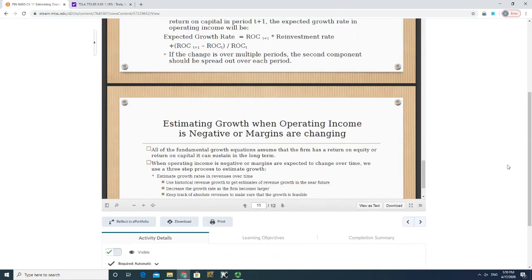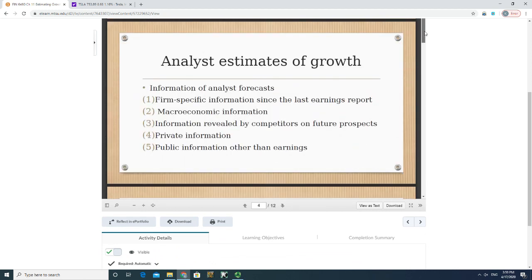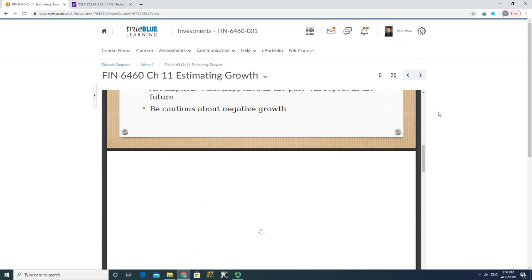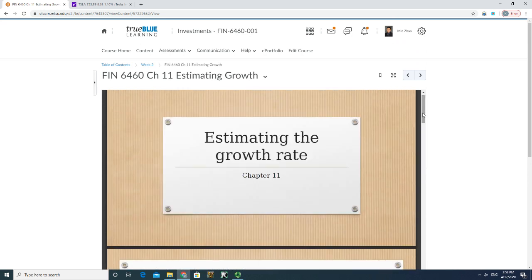Alright, so that's a pretty easy chapter for you to go through. Once again, I want you to go through illustrations based on this fundamental approach. And although it's an easy chapter, it doesn't mean it's an easy issue for you to deal with in the future. Actually, this is one of the hardest issues for financial analysts to deal with in their stock valuation.